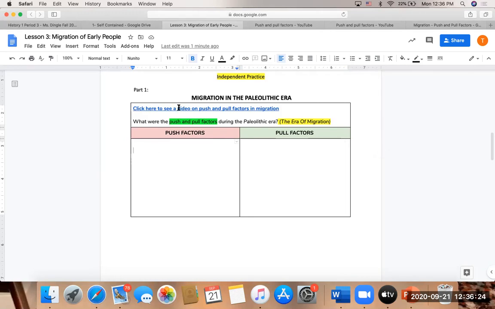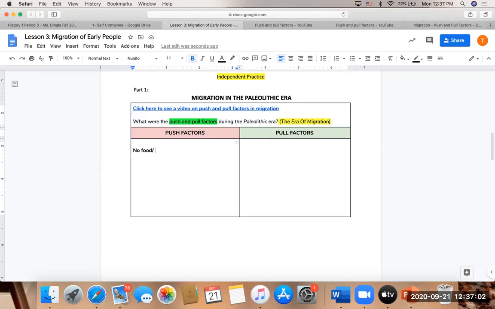So if I've already watched my video, I have my background knowledge on the push and pull factors in migration. After I watch my video, I'm going to come down here to my push factor and I'm going to say, thinking of the Paleolithic era, because what were the push and pull factors during the Paleolithic era? That's the question. As I recall my memory from yesterday, and what I know about that time period, I'm going to say a push factor could be less food or no food.